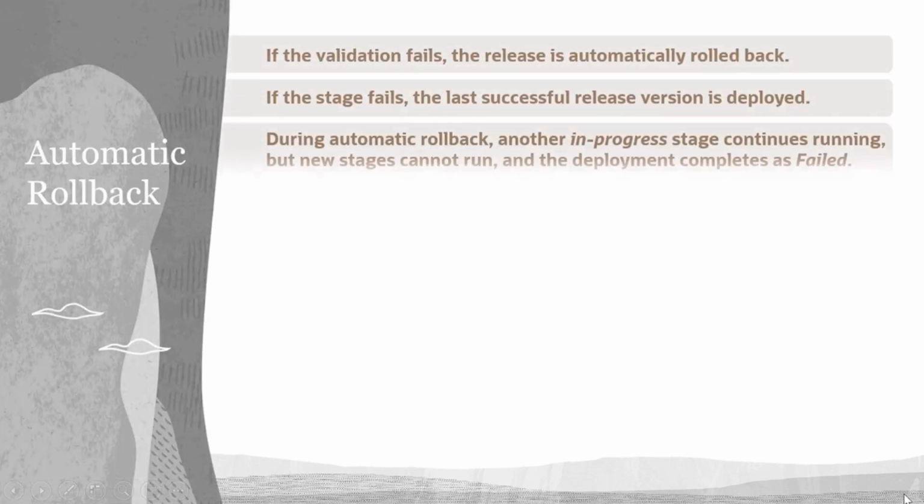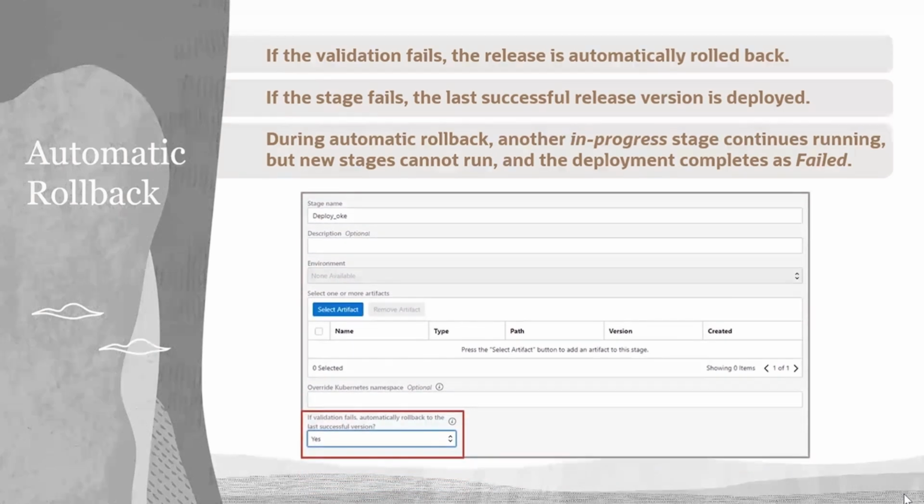When creating a deployment pipeline for a cluster or an instance group, you can select Automatic Rollback as an option. If the validation fails, the release is automatically rolled back, and if the stage fails, the last successful release version is deployed. During automatic rollback, other in-progress stages continue running, but new stages cannot run, and the deployment completes as failed. As you can see from the image over here, you must choose Yes as an option to enable automatic rollback to last successful versions.